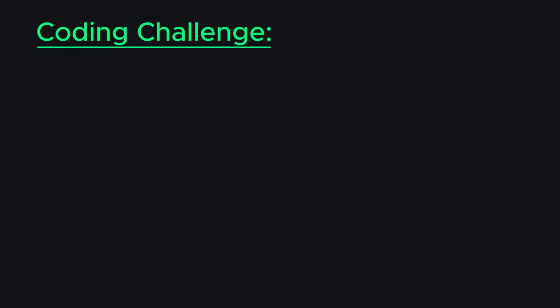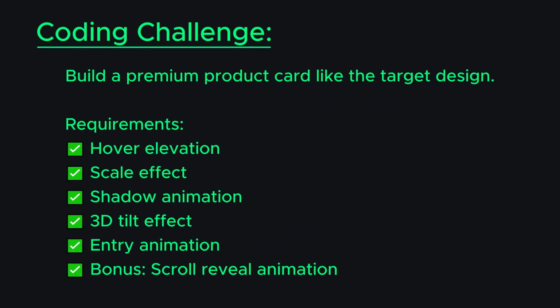Now it's your turn. Time to earn your hero badge. Build a premium product card using everything you've learned today. Add hover elevation, add scale effects, add a smooth shadow transition, add a 3D tilt effect, create an entry animation, and if you're feeling ambitious, add a scroll-driven reveal animation as well. If you can complete that challenge, you've mastered the core animation skills used across modern front-end development.